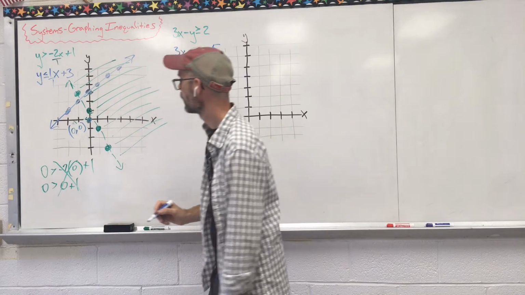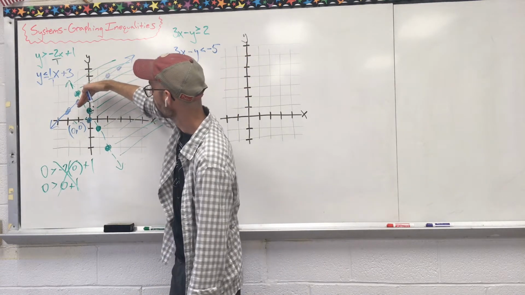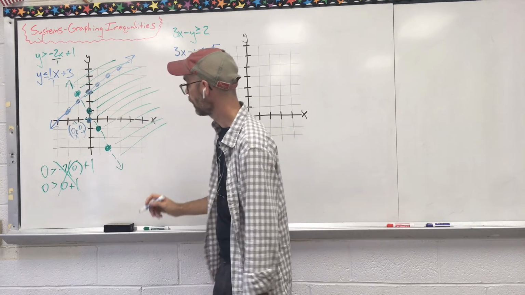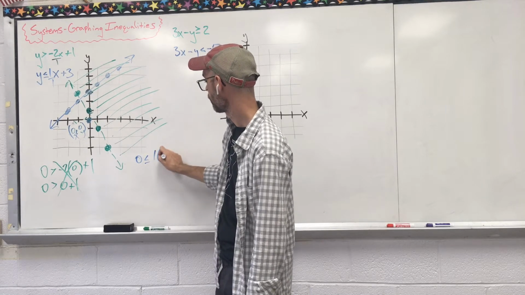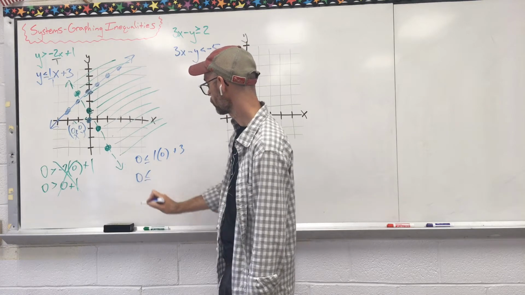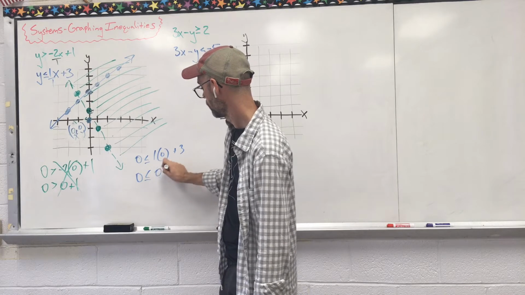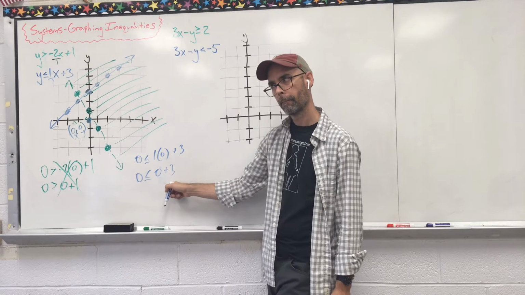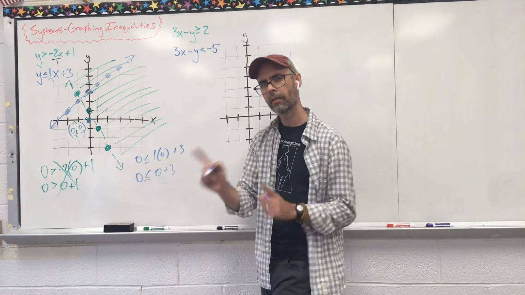So I want 0, 0 again. Now I know 0, 0 is on this part of the blue line. I want to see if this is true. So I'm going to take my x and y and plug it in. I get 0 less than or equal to 1 times 0 plus 3. Is 0 smaller than or equal to 0 plus 3? Is 0 smaller than 3? Or is 3 larger than 0? You can look at this in both ways.